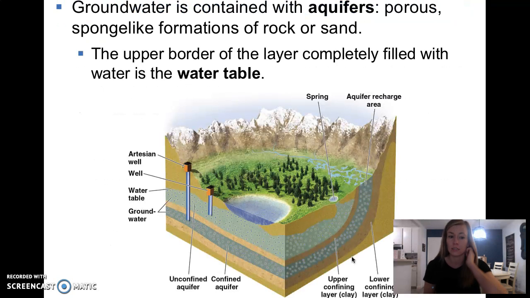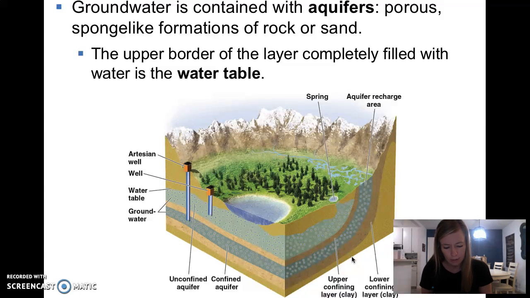So all this groundwater is stored in what we call aquifers, which are porous, sponge-like formations of rock or sand. Not all of the material underneath the Earth's surface is able to hold groundwater, but some can hold it better than others if it's porous and sponge-like.